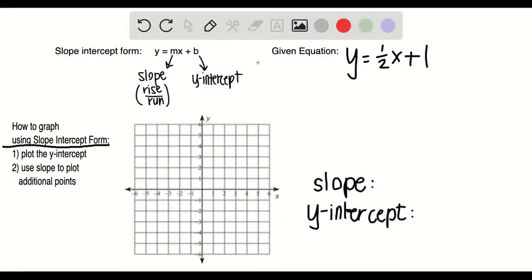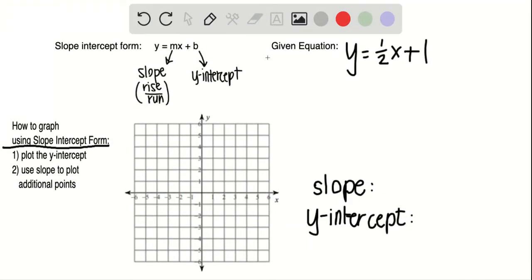In this problem, we will use the given equation to graph using slope-intercept form. What we're going to look at is, from the given equation, we're going to identify the slope and the y-intercept, and that's going to help us graph. Let's go ahead and get started.